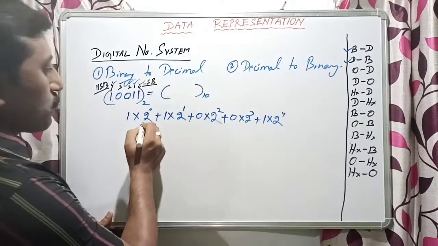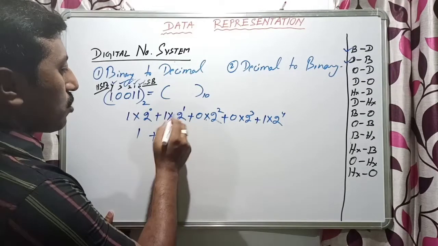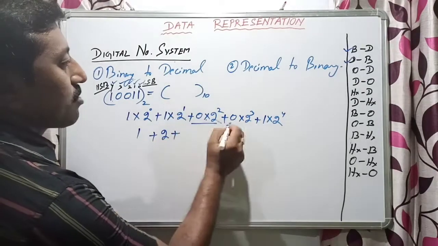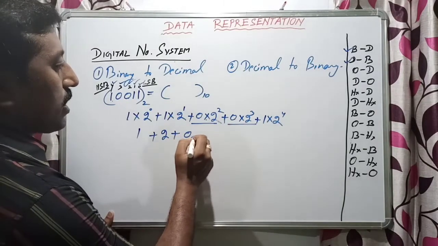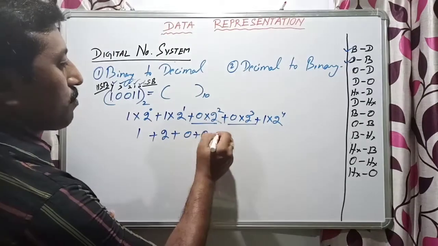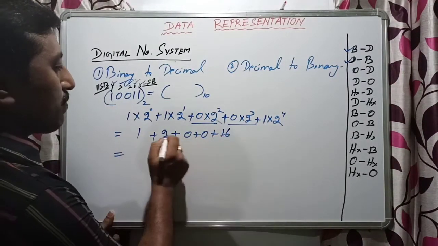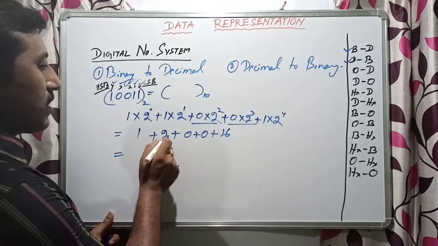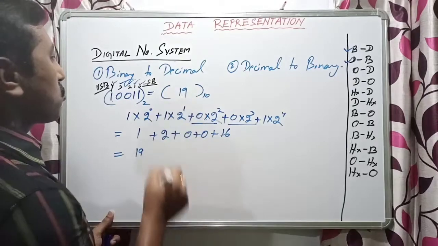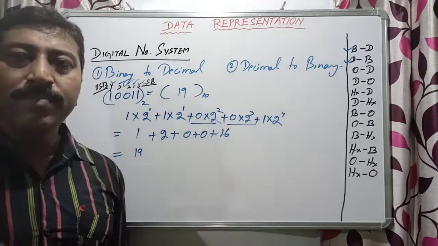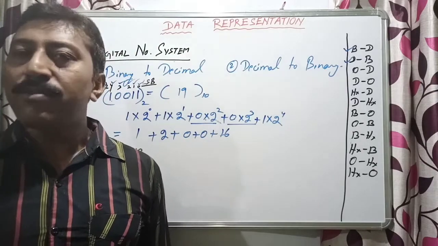Now you calculate. 2 to the power 0 means 1, plus 2 to the power 1 means 2, so 1 into 2 is 2, plus 0 and 0, because both are multiplied by 0, plus 2 to the power 4, which means 16. So what will be the output? 16 plus 2 is 18, 18 plus 1 is 19. So the answer is 19. 10011 can be represented in decimal form as 19.